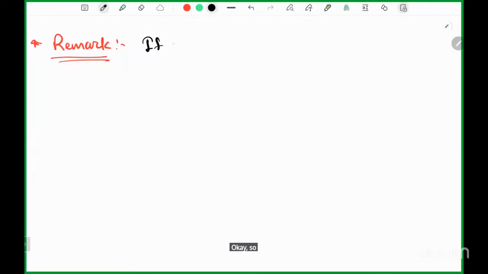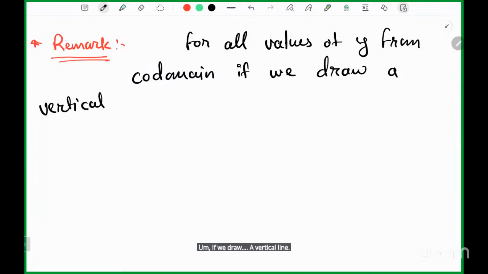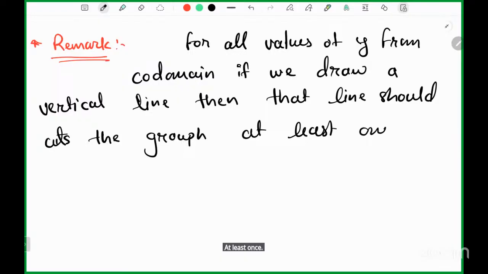Okay, so for all values of y from the codomain, if we draw a vertical line, then that line should cut or intersect the graph at least once for becoming an onto function. Okay, at least once, then we can say that that is an onto function.